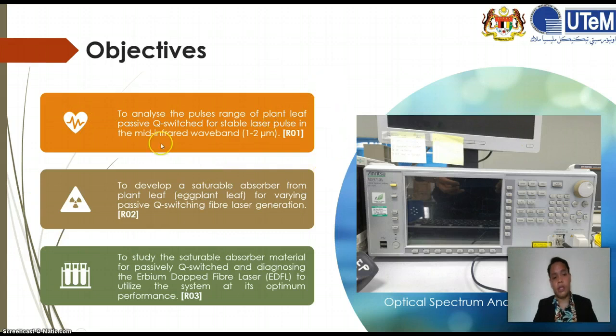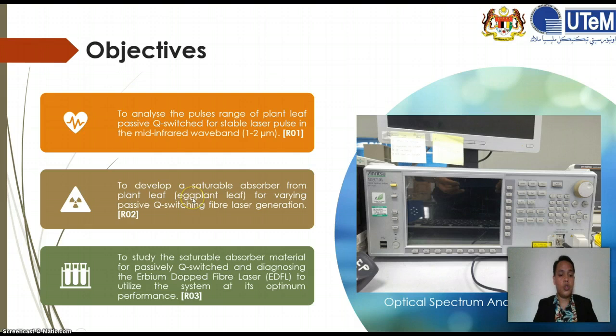This research has been conducted. The first objective (RO1) is to analyze the pulse range of a plant leaf passive Q-switch for stable laser pulses in the mid-infrared waveband. The second objective (RO2) is to develop a saturable absorber from plant leaf.